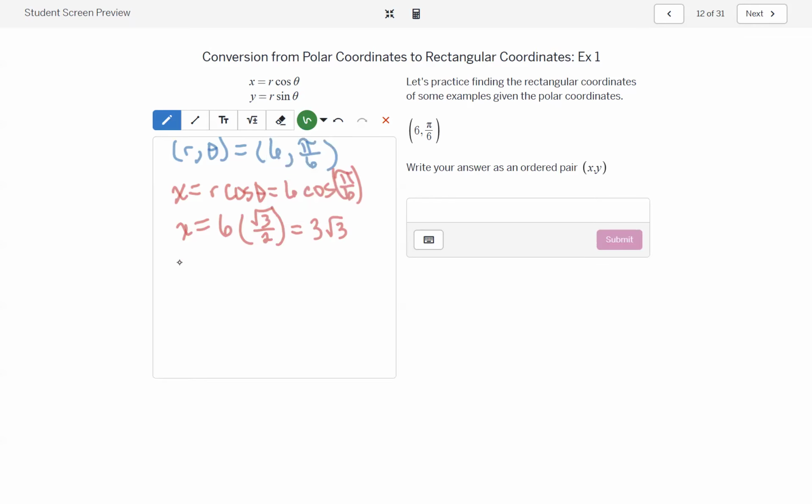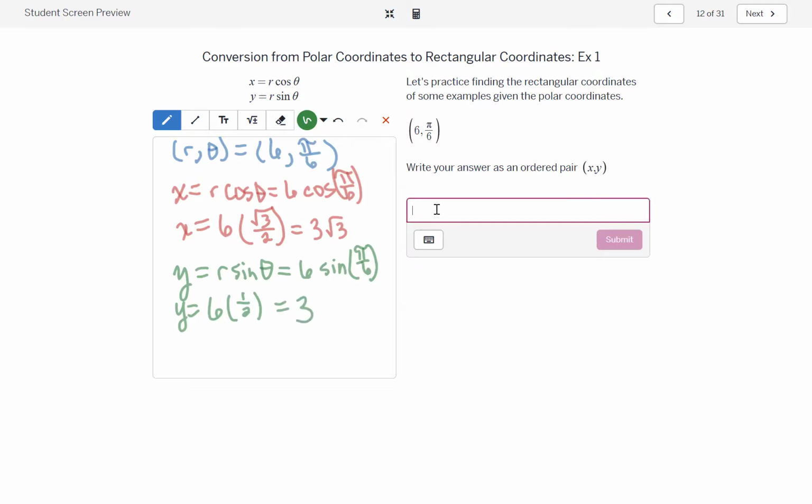Then same song, second verse for our y coordinate, our sine theta. So it'll be 6 sine pi over 6. The sine of pi over 6 is the short side, so 1/2. And 6 times 1/2 is 3. So we type that in as 3 square root 3, comma 3.